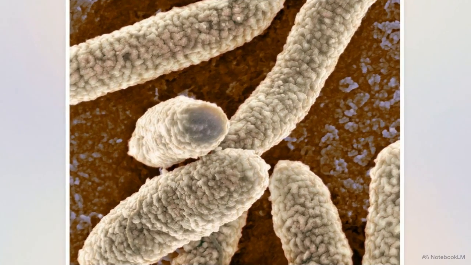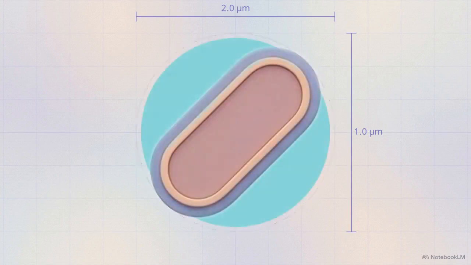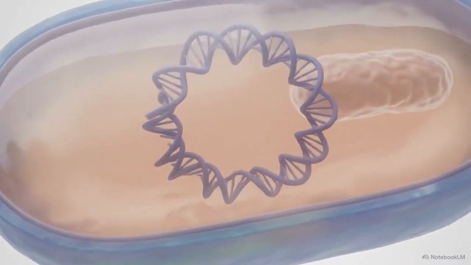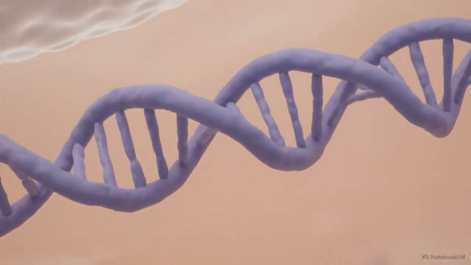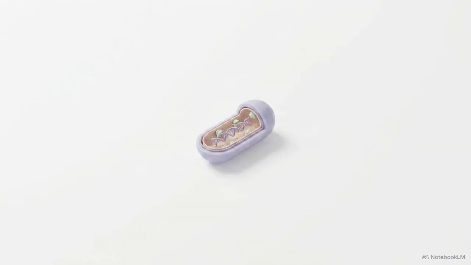To find a true living cell, we have to look at prokaryotes, like these bacteria. A bacterium is fully capable of independent life, but functionally it operates as one single open room. Inside that room, everything shares the exact same fluid space. The bacterium's genetic instructions, its circular DNA, floats freely alongside small 70S ribosomes, which are the tiny structures responsible for building proteins. This single-room design works perfectly for microscopic organisms, but it hits a strict biological limit.